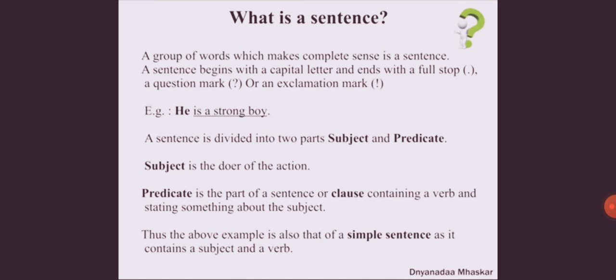Hence, what do we observe in the above sentence? We observe that a sentence is divided into two parts, subject and predicate. Subject is the doer of the action. Predicate is a part of a sentence or clause containing a verb and stating something about the subject. Thus, the above example is also that of a simple sentence as it contains a subject and a verb. Let us understand what is a clause.